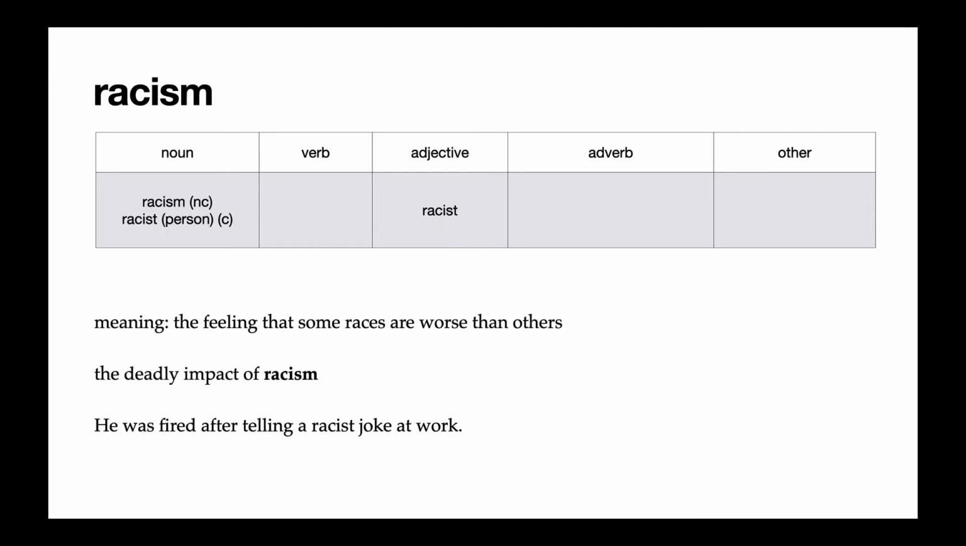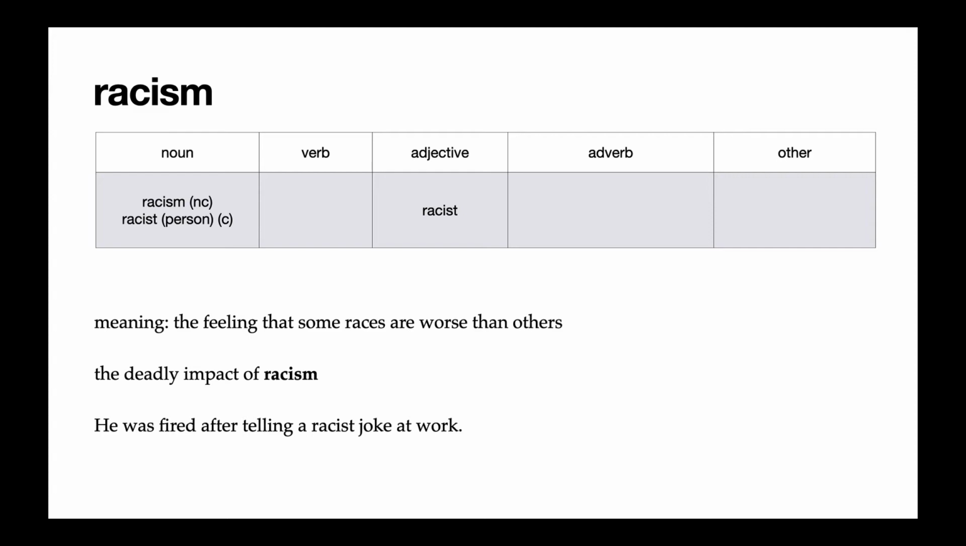Racism is our next word. This describes a feeling or an attitude that some races are worse or better than others. Because it's a feeling or an attitude, it's a non-count noun, and a racist is a person, so that's countable. A racist is a person with that feeling. And racist can also be used as an adjective.